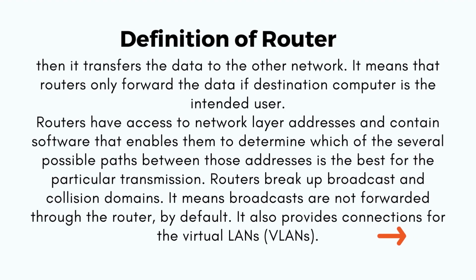It means that routers only forward the data if the destination computer is the intended user. Routers have access to network layer addresses and contain software that enables them to determine which of the several possible paths between those addresses is the best for the particular transmission. Routers break up broadcast and collision domains. It means broadcasts are not forwarded through the router by default.